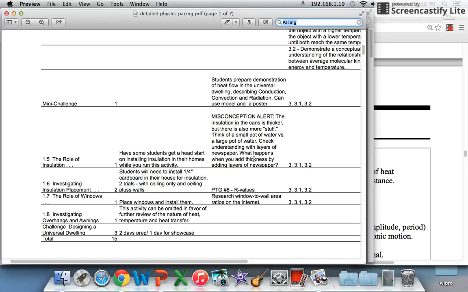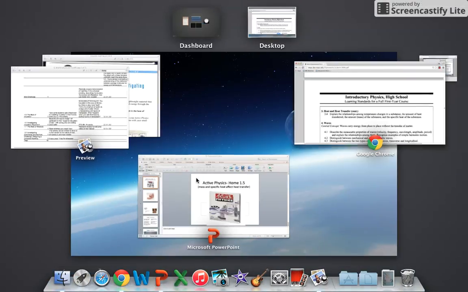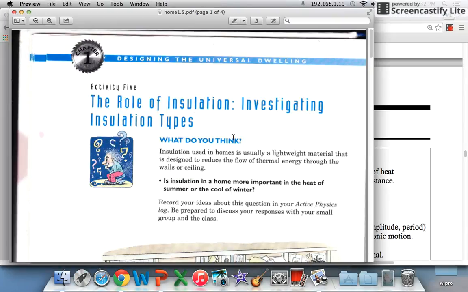But right here, something to think about. They want you to make sure that you're really linking this to the amount of mass, the amount of matter there, and the different insulation. Students are going to notice, when we talk about the activity, having more newspaper in one container versus less, that it's thicker. But we want to focus their attention on mass because our standard talks about the relationship of mass, and we're going to talk about the different types of substances. We're going to relate that to specific heat. So let's talk about how we're going to do that as we take a look at the activity.